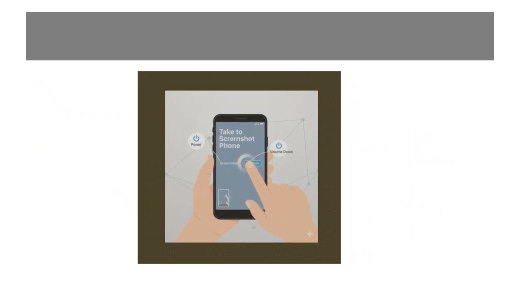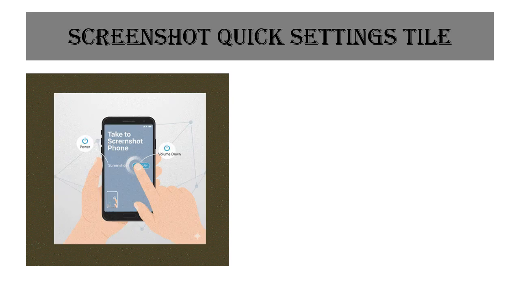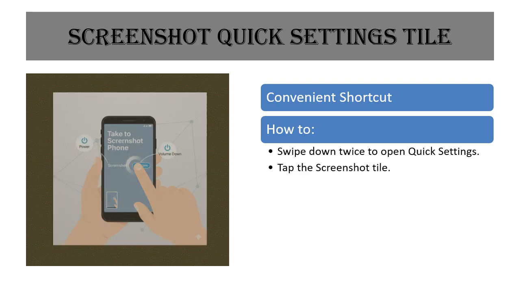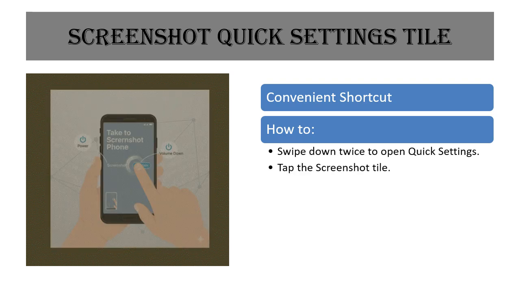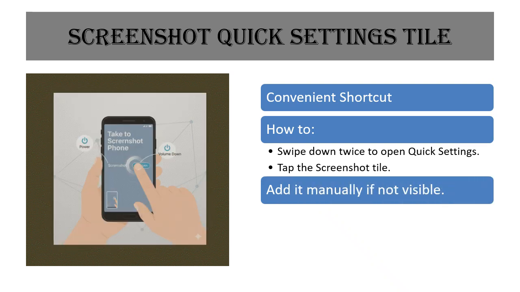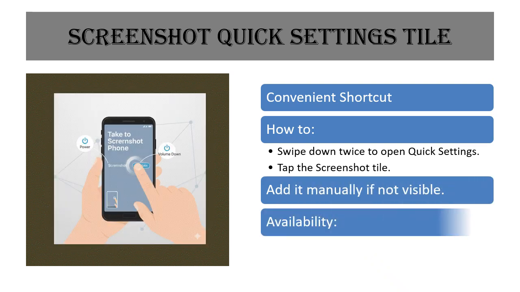Screenshot Quick Settings Tile. Another convenient option is the Screenshot tile in the Quick Settings panel. Swipe down twice from the top of the screen to open Quick Settings, then tap the Screenshot tile. If you don't see it, you can edit the panel to add it. This method is quick and widely supported on many Android devices.